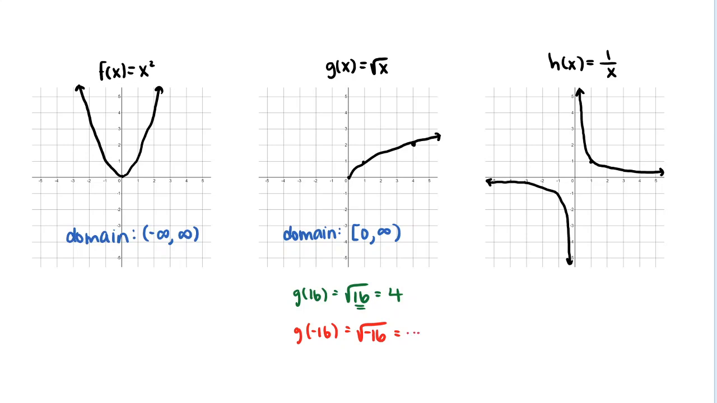For h of x, we said that, okay, well, this is describing division. 1 over x is describing division, dividing 1 by whatever number we plug in. And division can go wrong in one way, when we divide by 0. So we can't divide by 0. That leads to an undefined quantity, an undefined result. And so I can't plug in 0 for x because that leads to division by 0. So the domain is everything but 0.